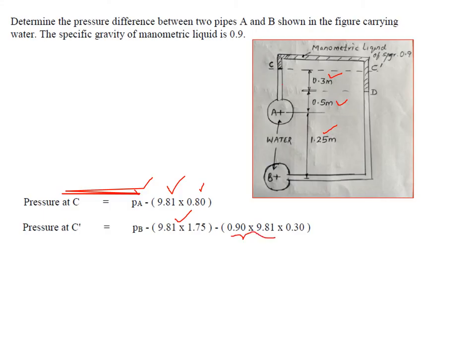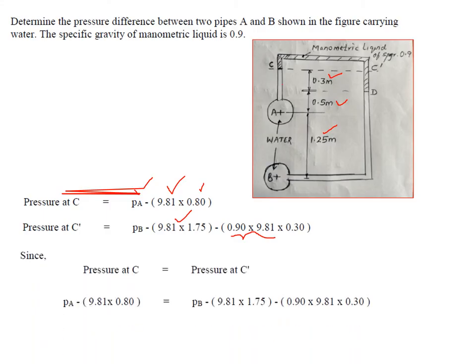Now you can equate these two. Pressure at C should be equal to pressure at C dash. So here, this is the left hand side, which is pressure at C, and the right hand side is pressure at C dash. Simplify this, bring this to this side, so you get PA minus PB, which comes to minus 11.97. Or you can write PB minus PA as plus 11.97. So pressure at B is more than pressure at A. Since we have taken PA minus PB, it is coming minus 11.97. You can also write PB minus PA, which is plus 11.97. So that is how you get the difference of pressure.